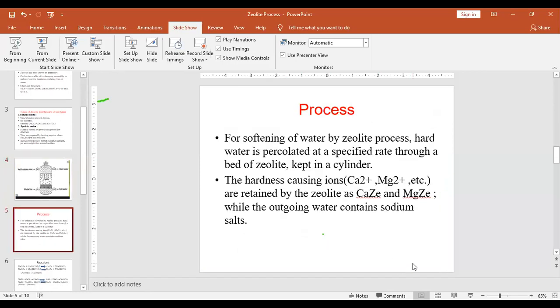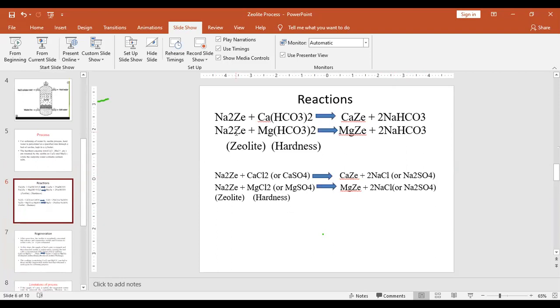Okay. So whatever I explained is written in the text. So we'll go through slide by slide. For softening of water by zeolite process, hard water is percolated at a specified rate through a bed of zeolite kept in a cylinder. That is what I explained. The hardness causing ions, that is Ca2+ and Mg2+, etc., are retained by the zeolite. म्हणजे ते adsorb करतात. And CaZe and MgZe form, while the outgoing water contains sodium salts. Okay, sodium release करतात.